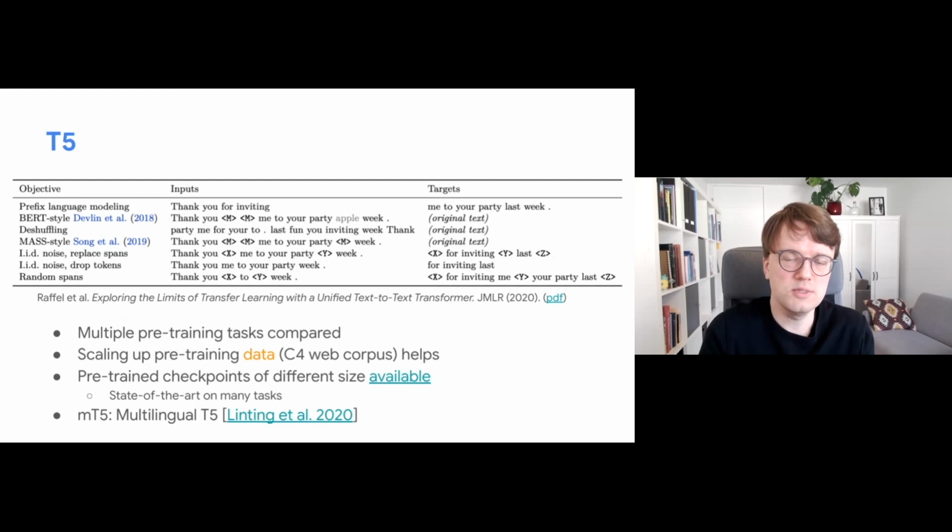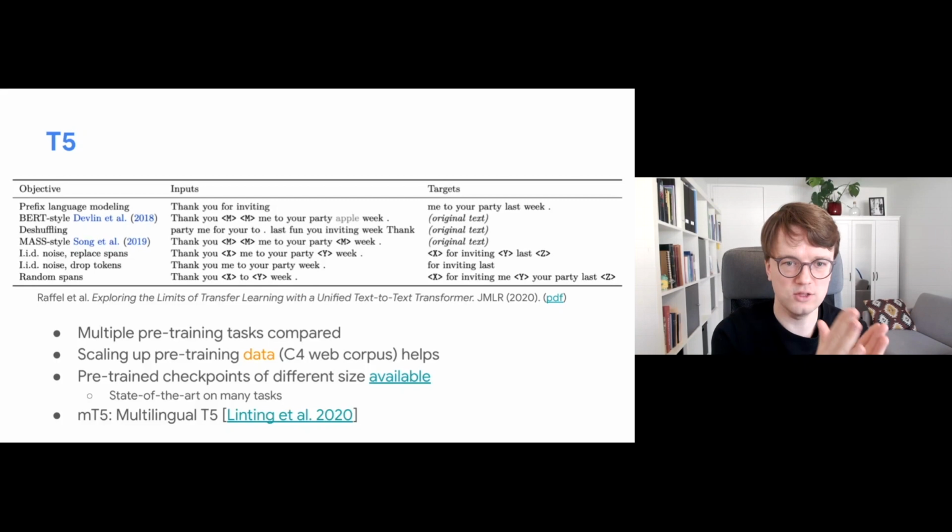Another thing that this paper puts a lot of effort into is comparing different kinds of pre-training objectives. So you have the fine-tuning objectives, but then you also have various pre-training objectives, and they essentially compare different variants of, for example, the masked language modeling task, where you delete some words in the middle and then predict them as output.